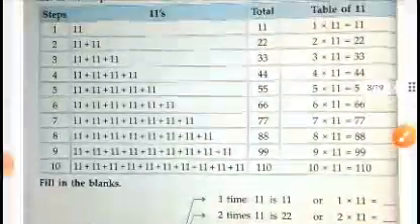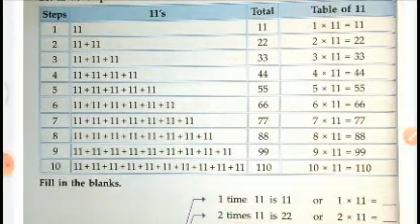Now there are some tables here given. See 11 table, how it is written: 11 plus 11. First is 11, then second is 11 plus 11, so it becomes 2 into 11. Third is 11 plus 11 plus 11, so it is 3 into 11. Then 4 times 11 plus 11 plus 11 plus 11, it is 4 into 11, and so on.